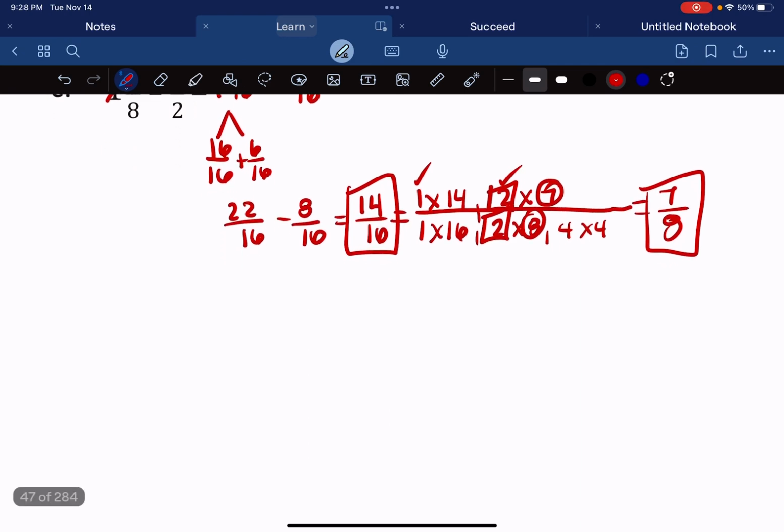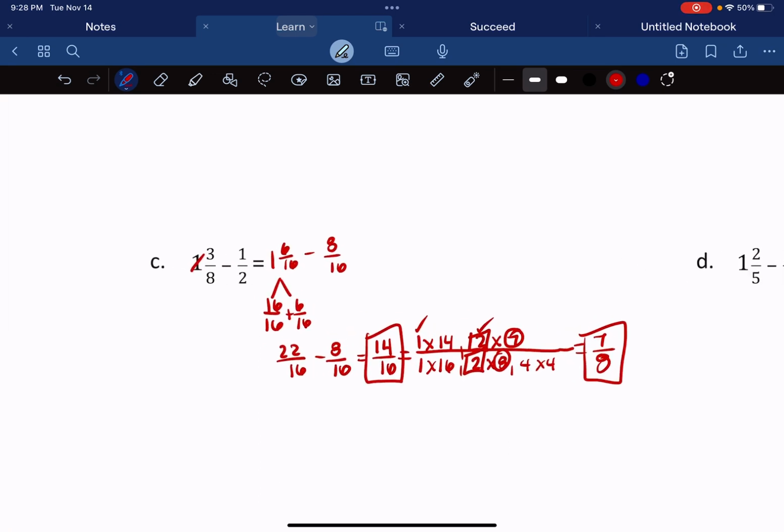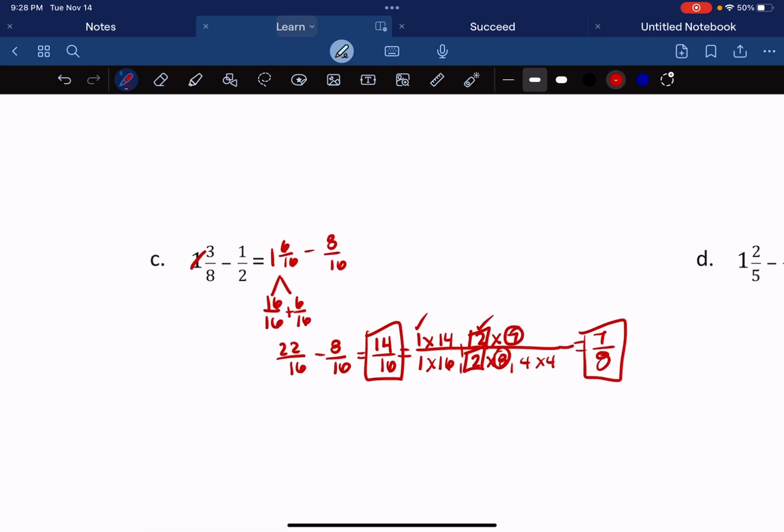So really the modeling is the same, as long as we just remember to take that whole number and bring it over. That's really the only difference that we're doing. They do learn in the next lesson what to do with those if we're not making models. They're going to have common denominators, so they'll work with that. And I will show that in lesson 6.